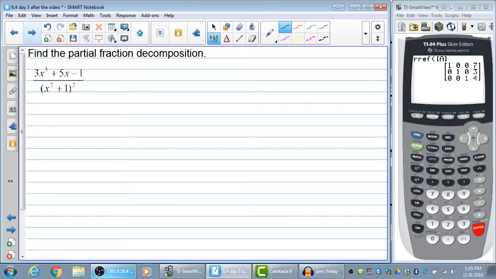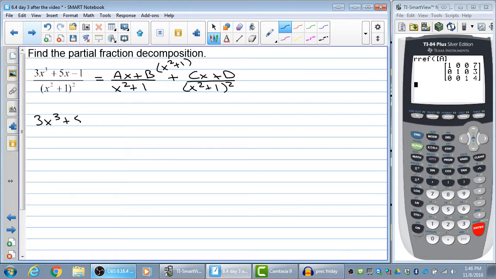Find the partial fraction decomposition. We want this equal. First of all, I don't have to divide because the bottom power would be bigger if I multiplied it all out. So we have Ax plus B over x squared plus 1, plus Cx plus D over x squared plus 1 squared. We need a common denominator, which means we're going to multiply this by x squared plus 1, and I don't have to multiply anything times the other one.